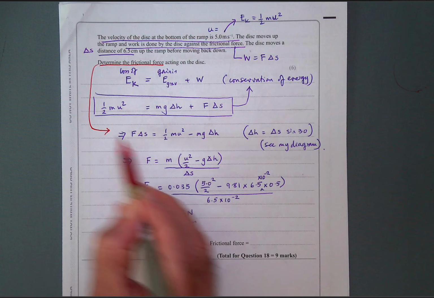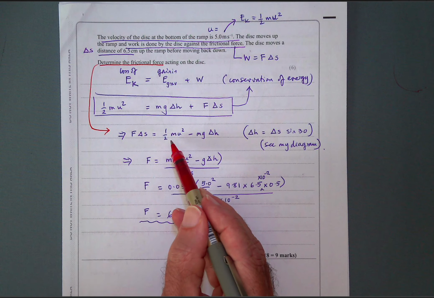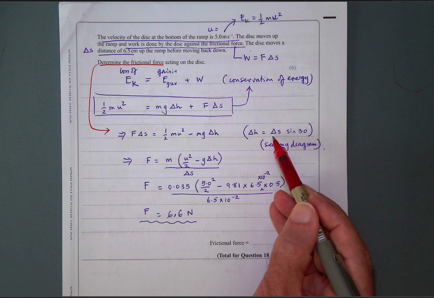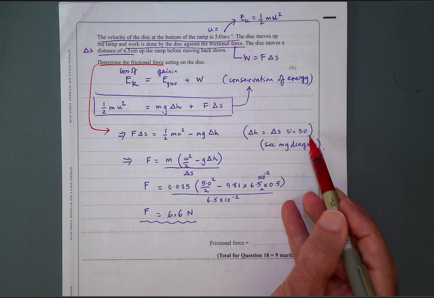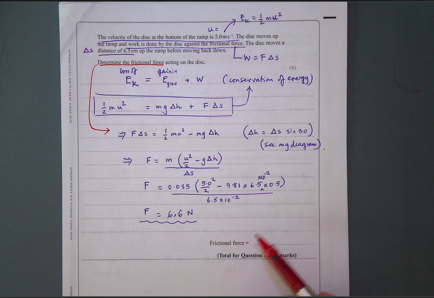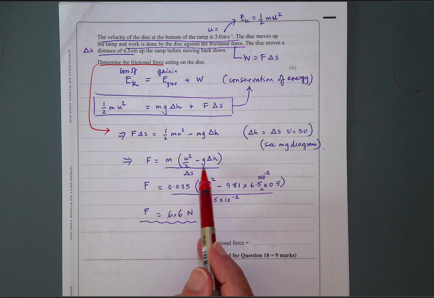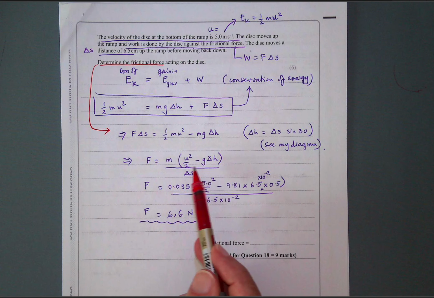So I put F on the left-hand side. That means it's kinetic energy minus potential energy gained. And remember we said delta H equals delta S times sine 30 from my earlier diagram. So algebraically you can simplify. It may look more complicated to you, but this is the neatest way algebraically of showing it.